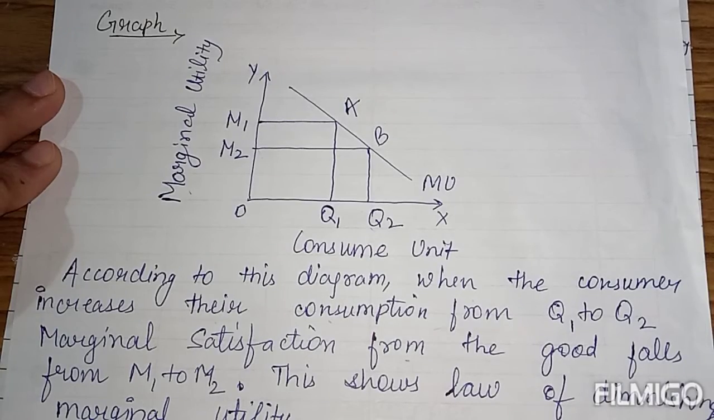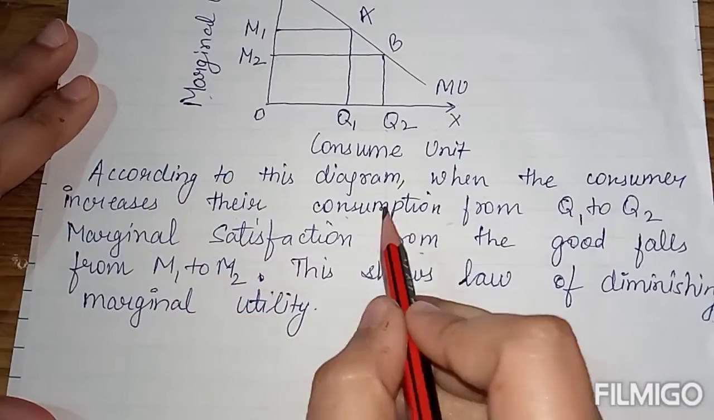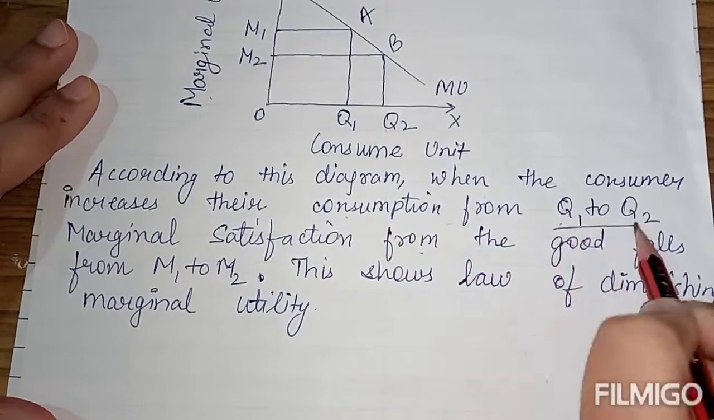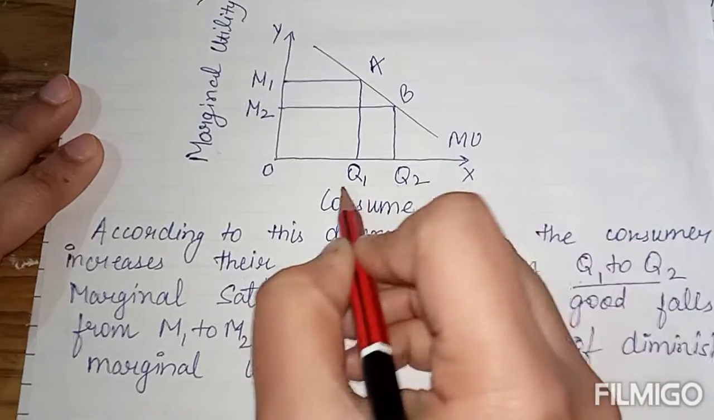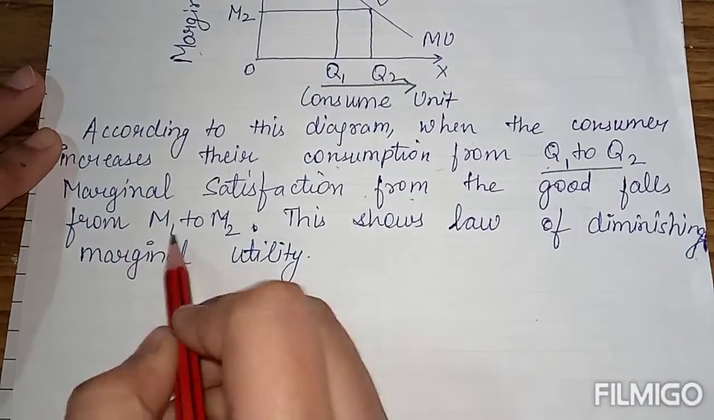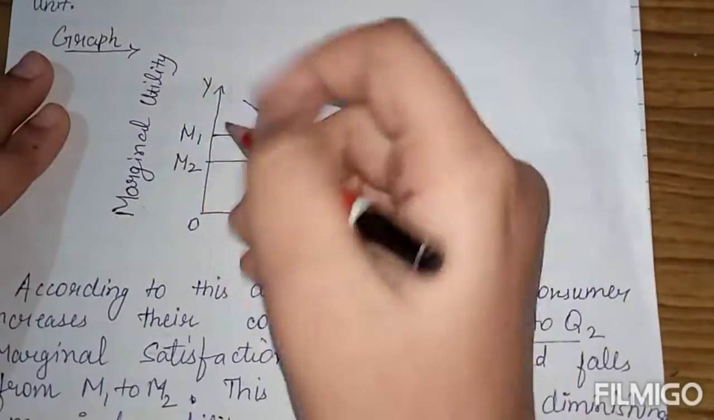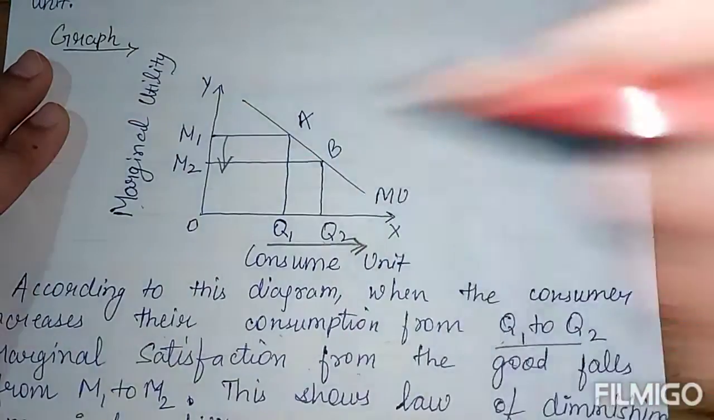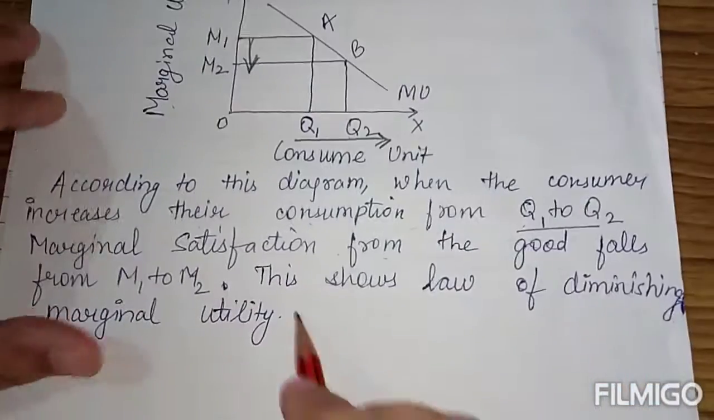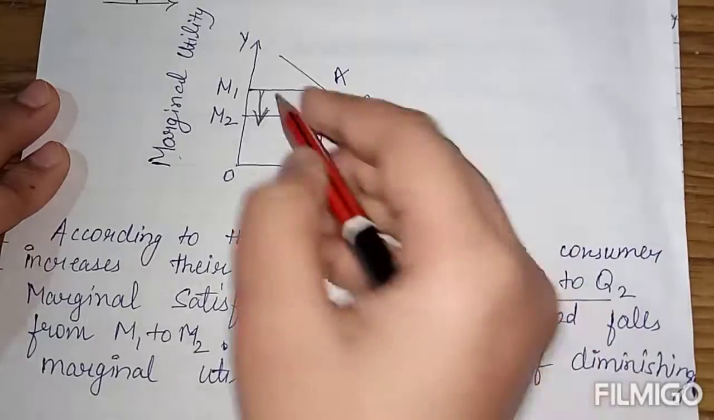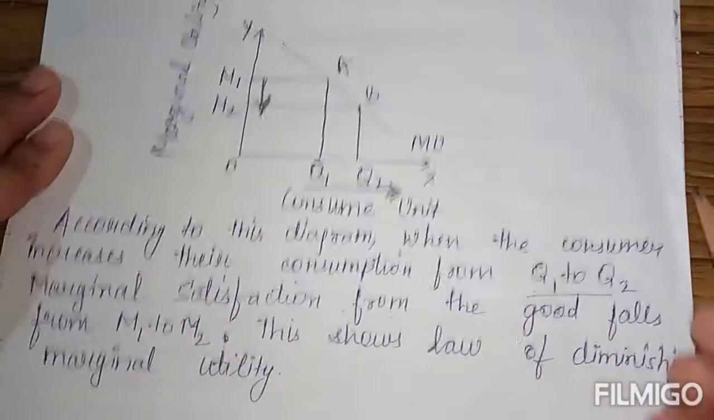Now we will understand the law of diminishing marginal utility through a graph. According to this diagram, when the consumer increases his consumption from Q1 to Q2, the marginal satisfaction from the good falls from M1 to M2. देखिए जो marginal satisfaction है वो fall कर रही है. Whenever the consumer is increasing his consumption, the marginal utility is falling. This shows the law of diminishing marginal utility. Means additional consumption gives less satisfaction to the consumer.